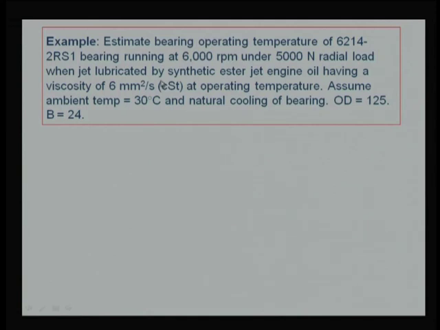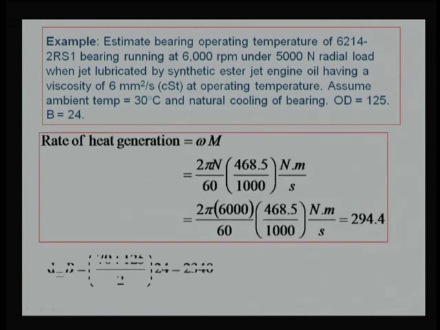Now if we utilize this relation for the given bearing geometries, we will be able to estimate the operating temperature. Let's take the previous example and add a few more data to find out the operating temperature. In this case, assume the ambient temperature, T ambient, is 30 degrees centigrade and the bearing is naturally cooled. That means the factor is equal to 1. OD, as was already mentioned, is 125 mm, and the value of B is 24 mm.